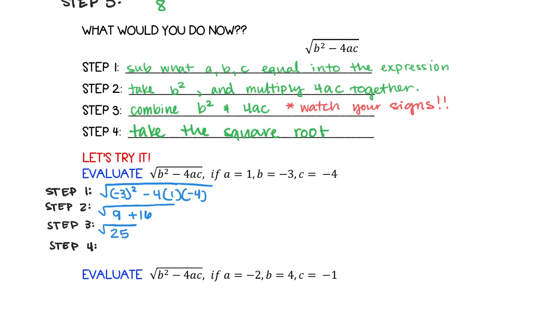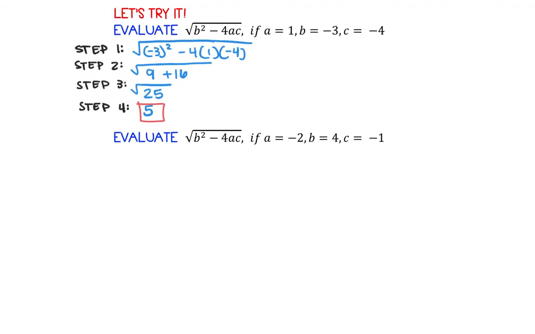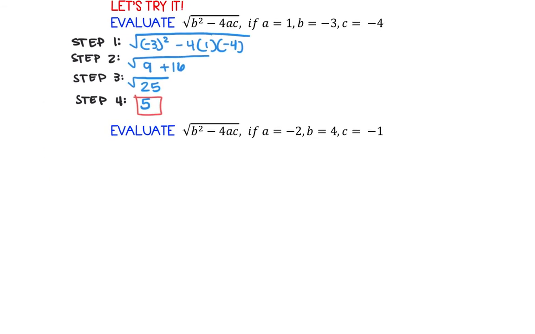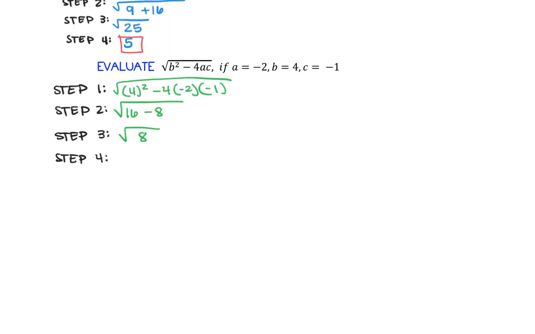And then step 4 is the new step that we've put in. We're going to take the square root. So the square root of 25 is 5. So therefore your final answer is 5. All right, go ahead and pause the video and try this next one on your own. All right, so I did steps 1, 2, and 3 for you.